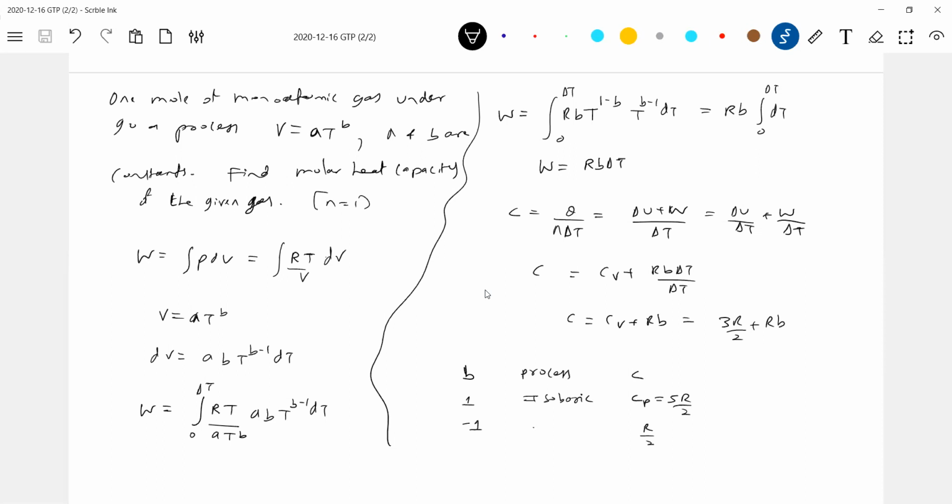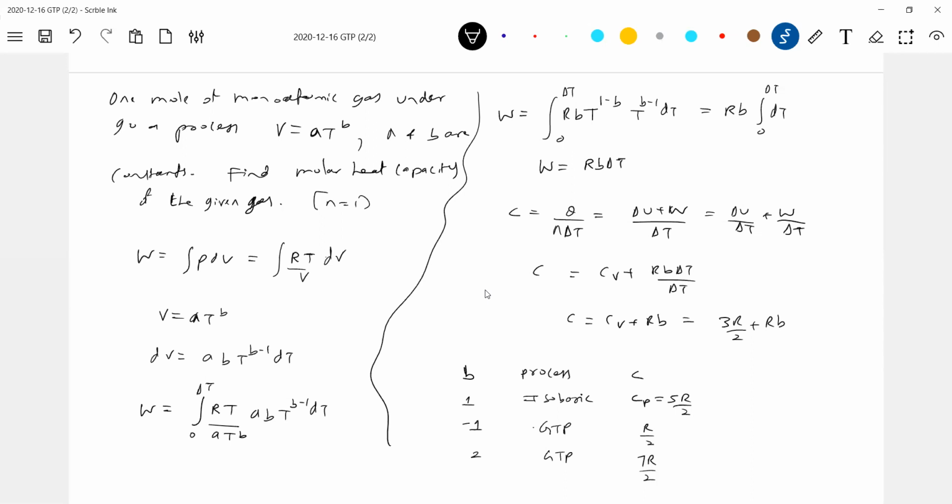No, sir. It is some general thermodynamic process, right? GTP. B equal to 2, let me write it. If I write B equal to 2, it will be a general thermodynamic process. Then with B equal to 2, it will be 7R by 2.